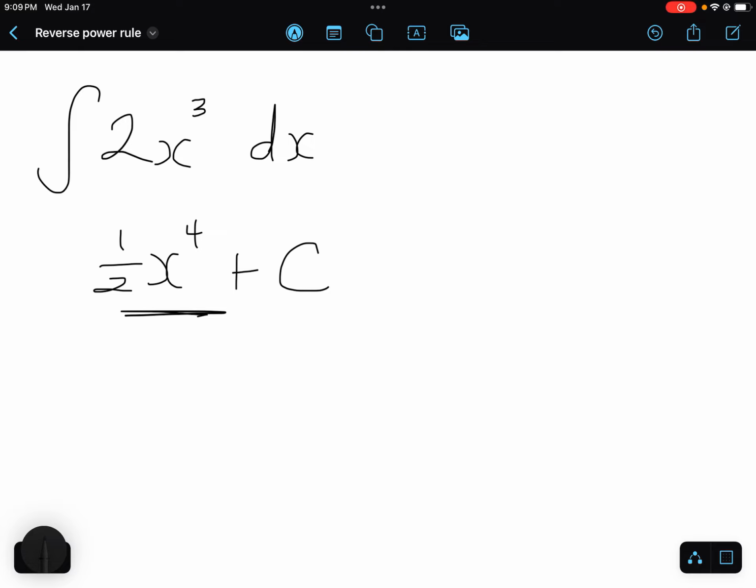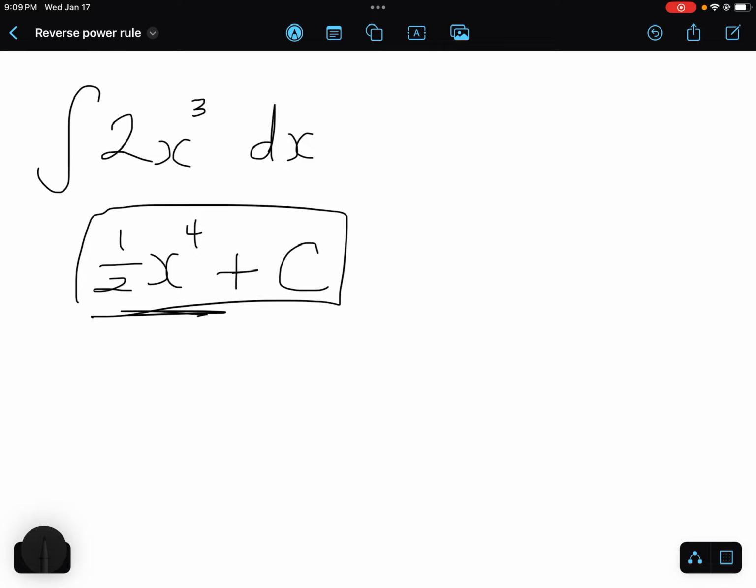If there was a +3 or a +7 or a +12 or a +5,000 here, all of those would vanish because the derivative of any constant goes back to 0. So the final answer we would say is 1/2 x to the fourth plus c, where c is any constant.